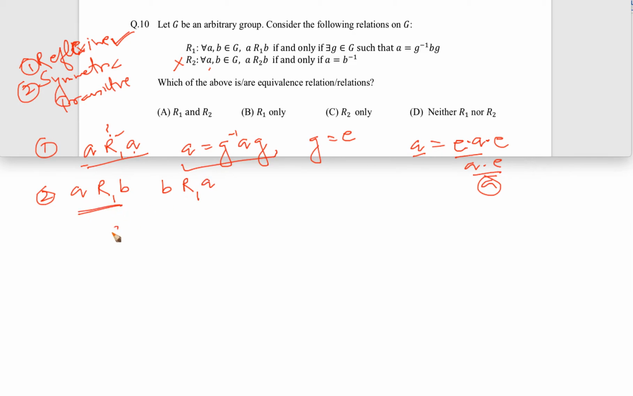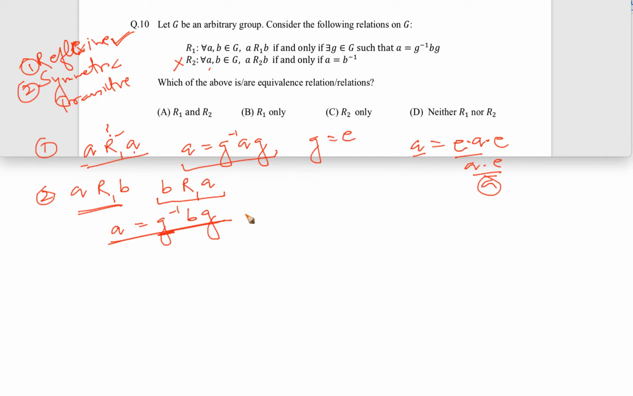It means that A is equal to G inverse B G. So they are saying that there exists some G such that this thing holds, that thing is given to you. From that, can you deduce something like that? Turns out you can. Why?